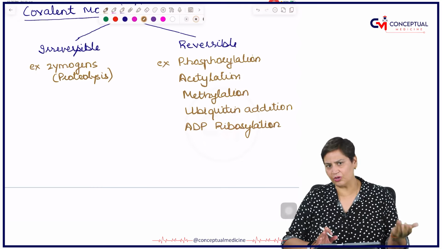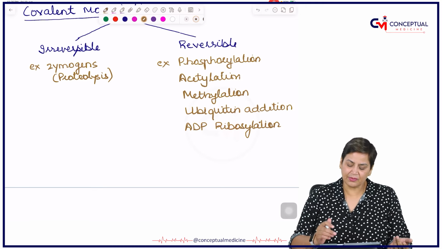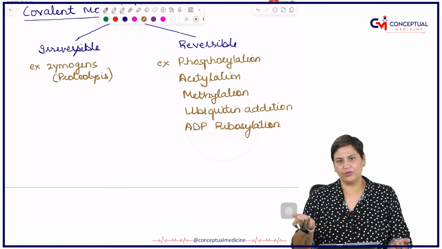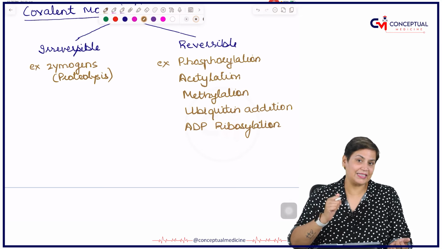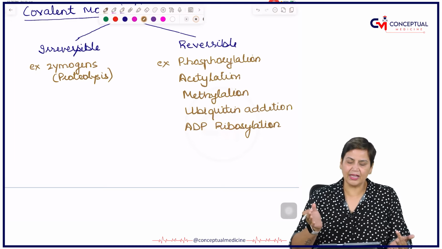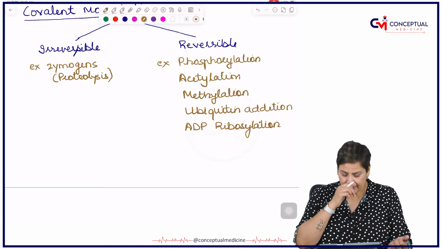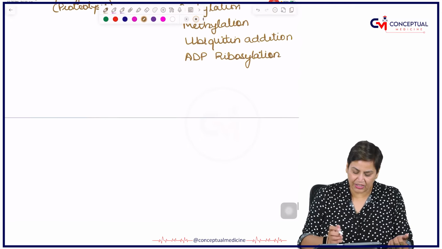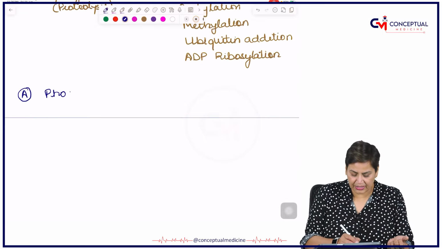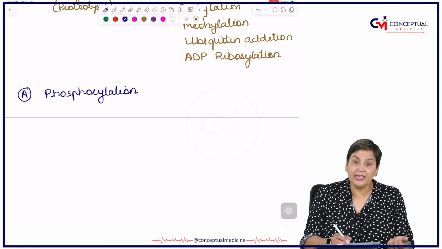Irreversible, I have told you, cannot be reversed back. But reversible means it can be reversed. If I talk about phosphorylation, dephosphorylation would be the term. If I talk about acetylation, deacetylation would be the term. Methylation, demethylation; ADP ribosylation and ubiquitin, again they will be reversed back. Now if we talk about phosphorylation, the most important one which is actually used in biochemistry, I can say phosphorylation and dephosphorylation.